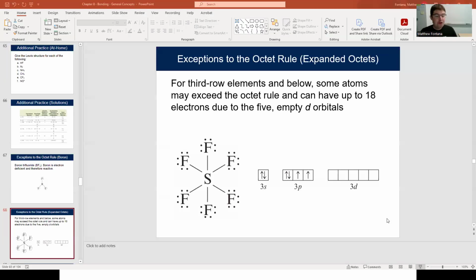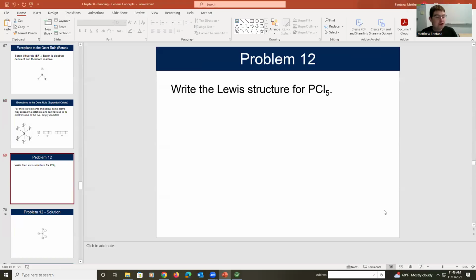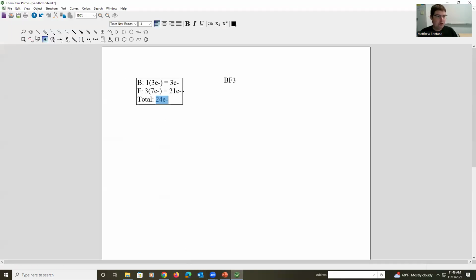All right, so now what we're going to do is draw the Lewis structure for phosphorus pentachloride, or PCl5. So we'll write it here, PCl5.